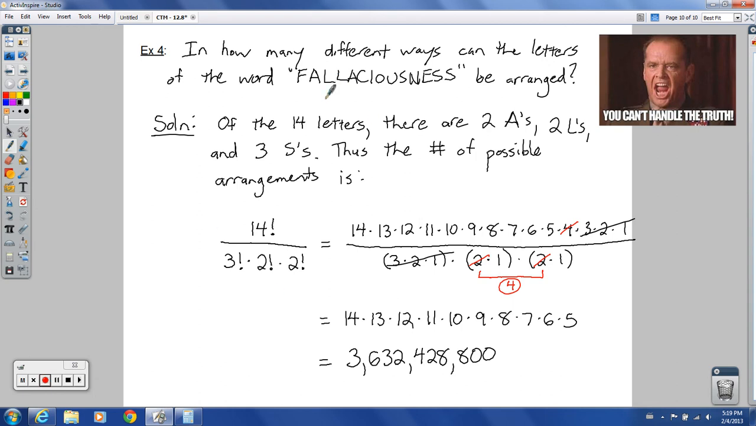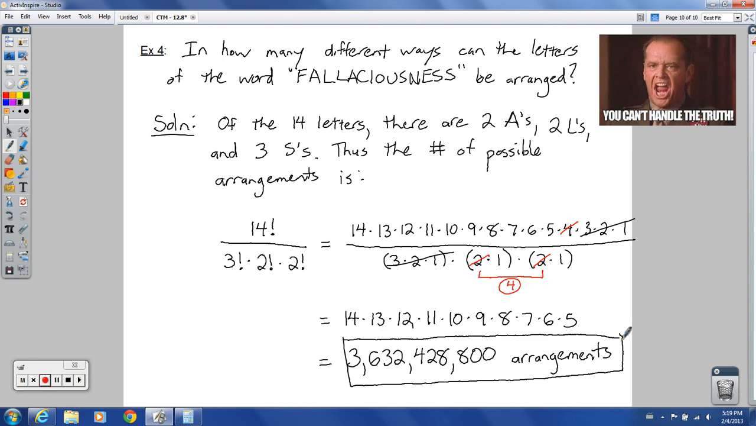So if you took all the letters in the word fallaciousness and you put them in different arrangements, distinct arrangements, where the order matters, but if you switch the order of repeated letters around, it's not a different thing. There are this many arrangements. That is the total number of arrangements possible. 3,632,428,800, lots of arrangements for sure.